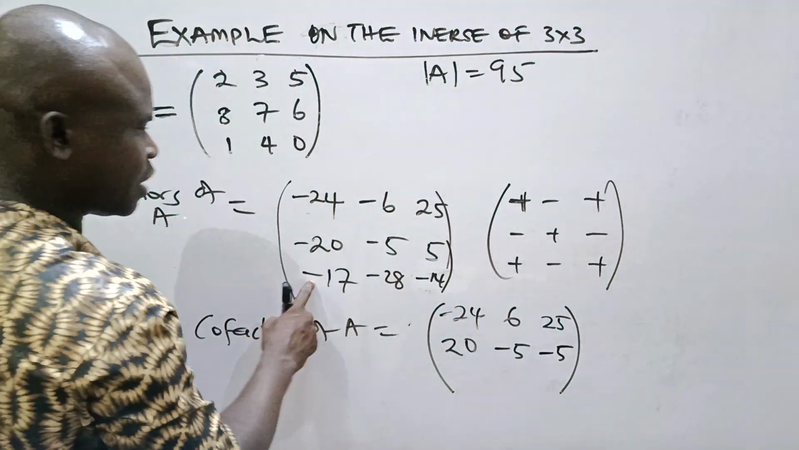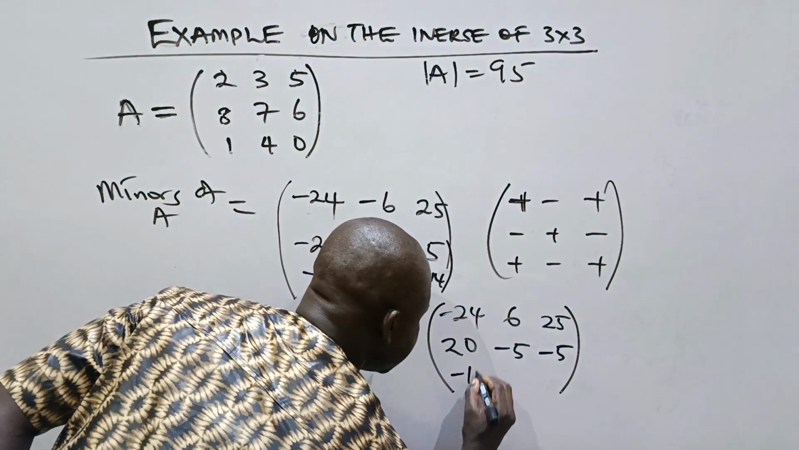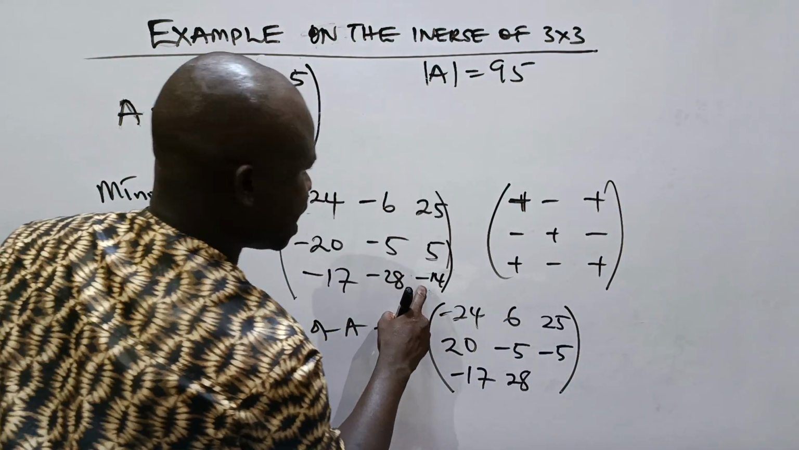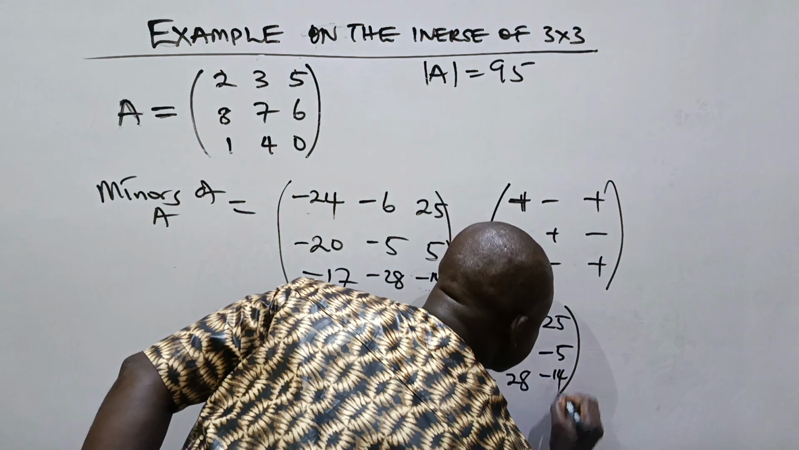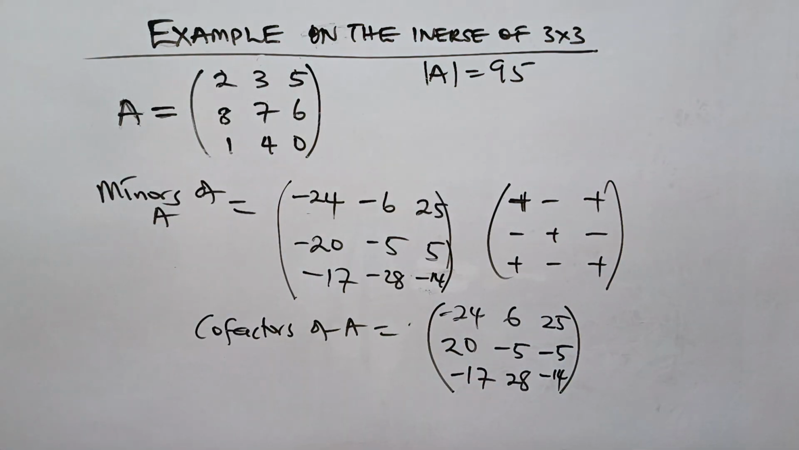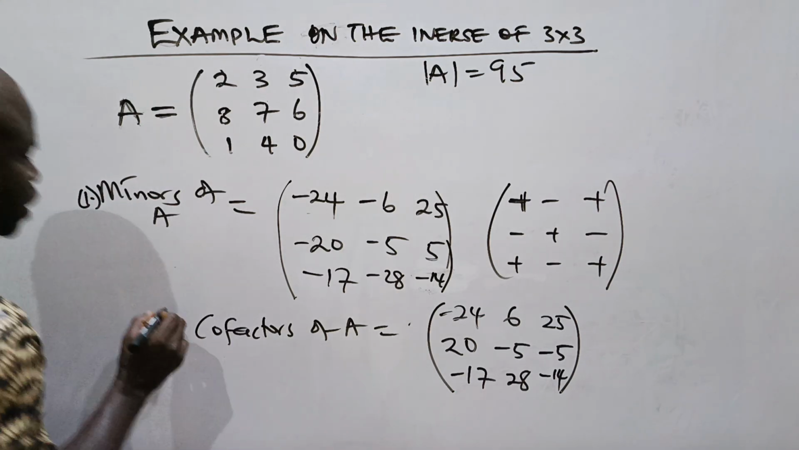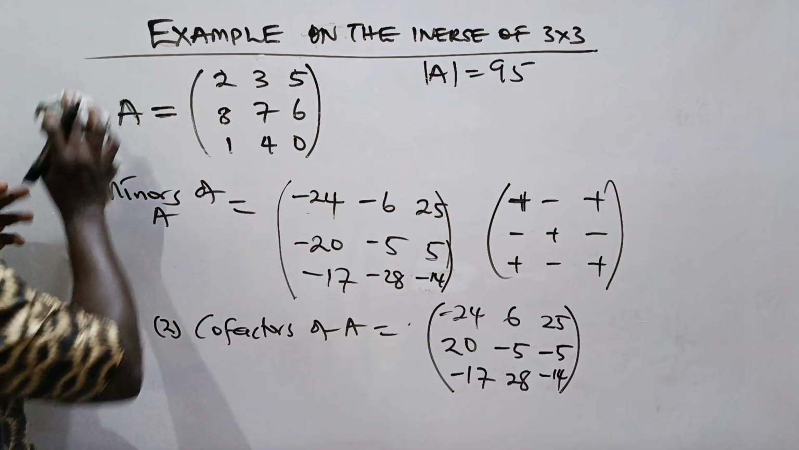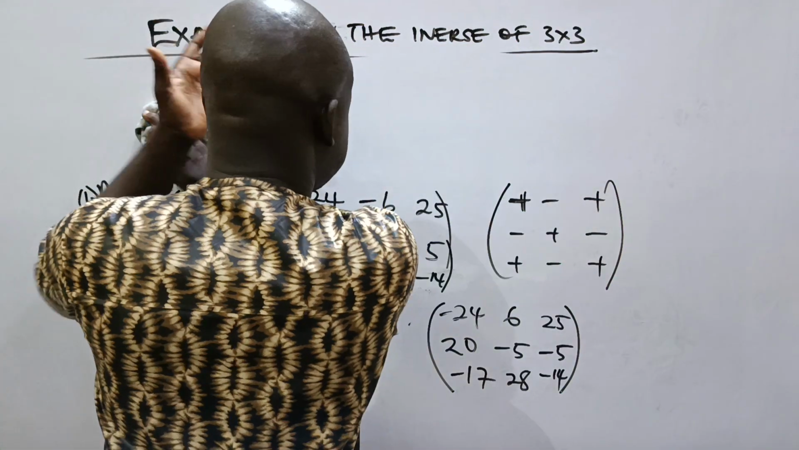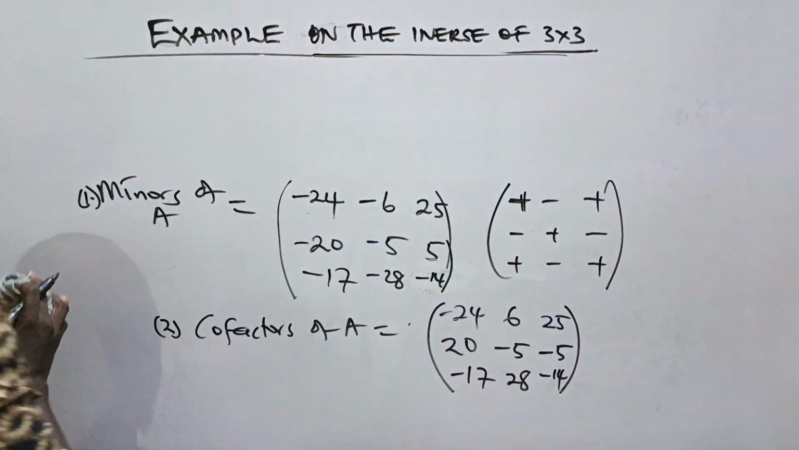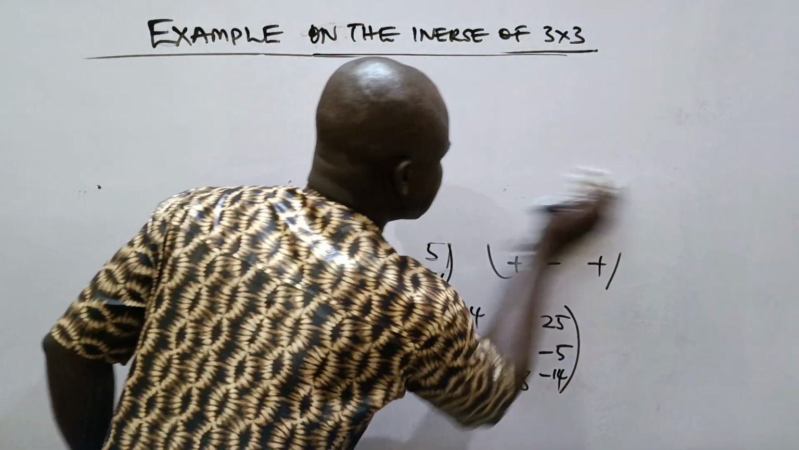Then this one is minus. Minus times plus is minus. I have minus 17. Minus times minus is plus. So this one will change to 28. Then minus times plus is minus. This is minus 14. So what we have on the board is the cofactor, which is the first thing that we find when we want to find the adjoint of A. Let's remember that the determinant is 95. So what is the next step? The next step is now to find the adjoint.